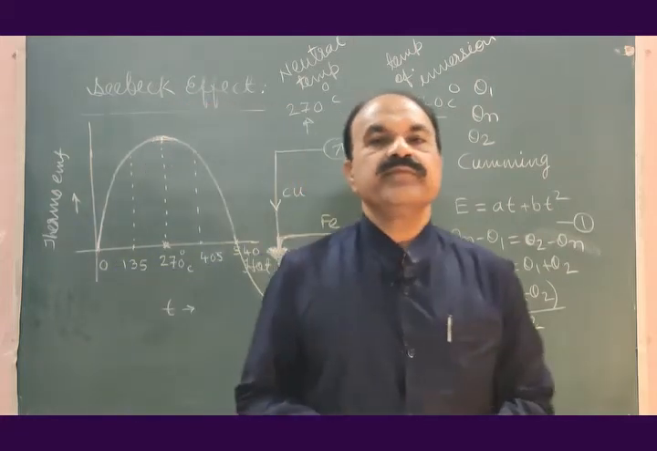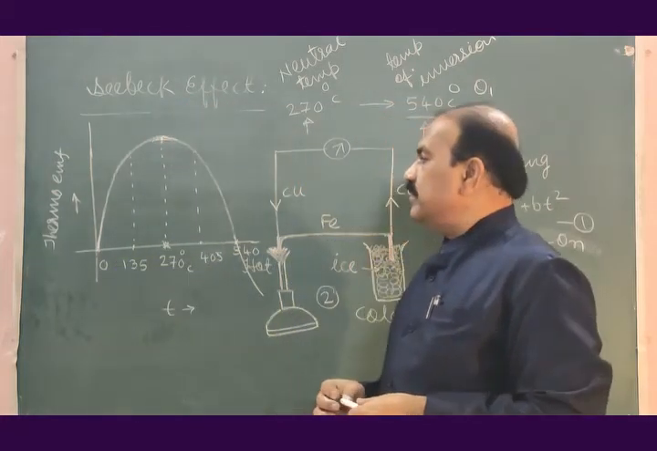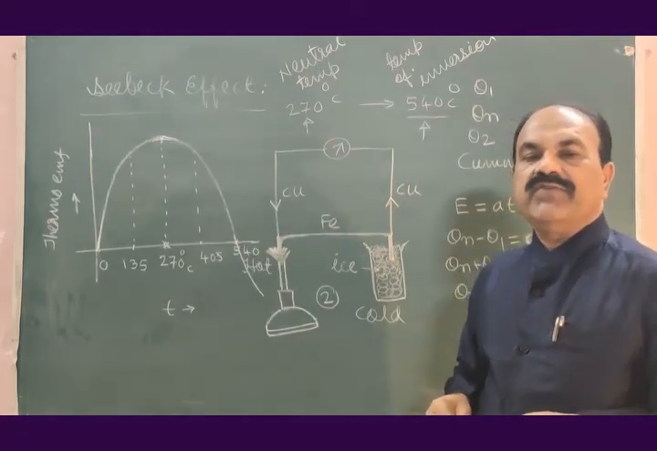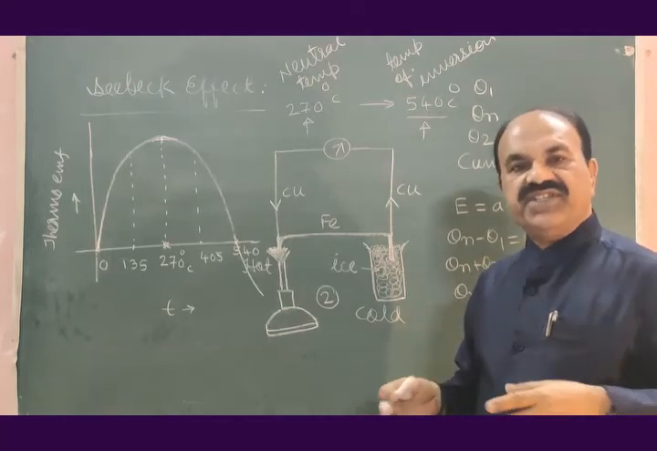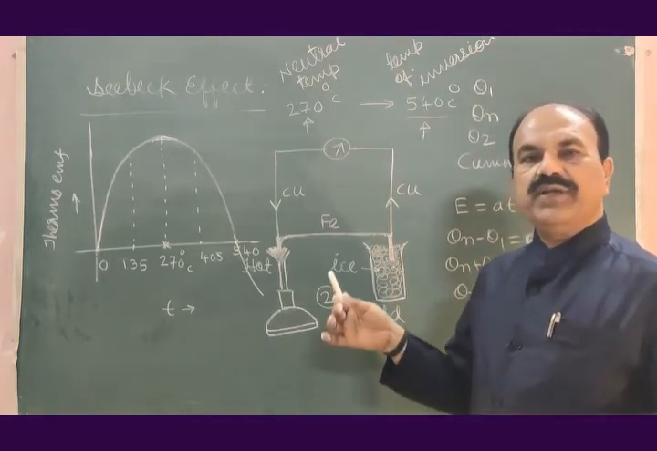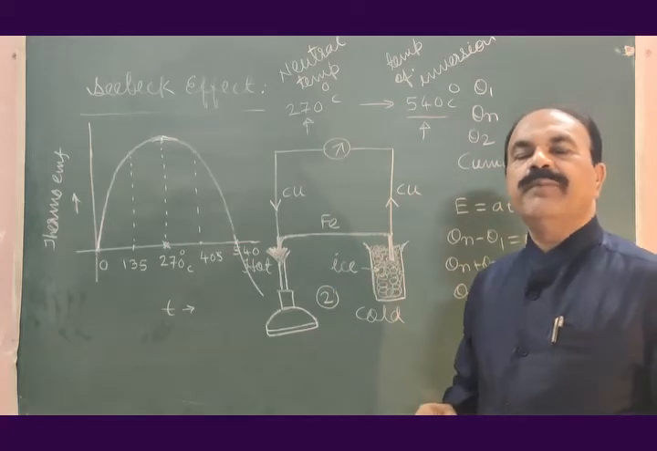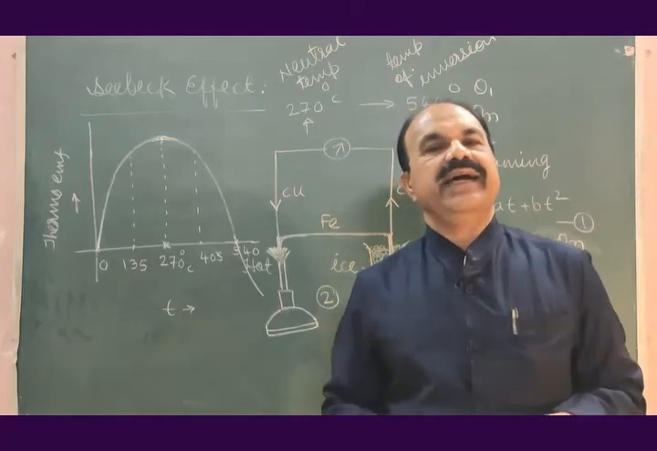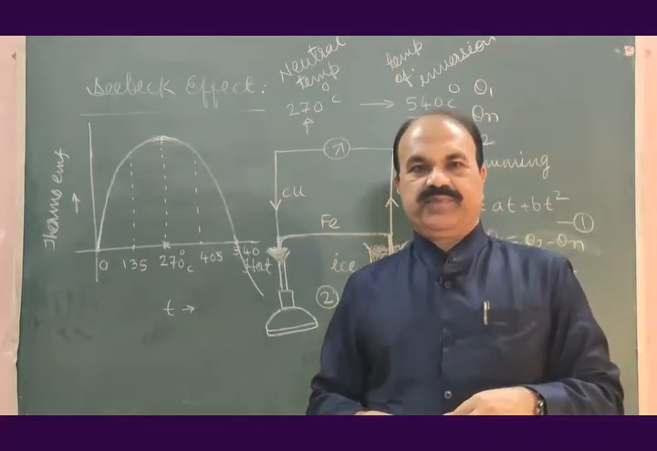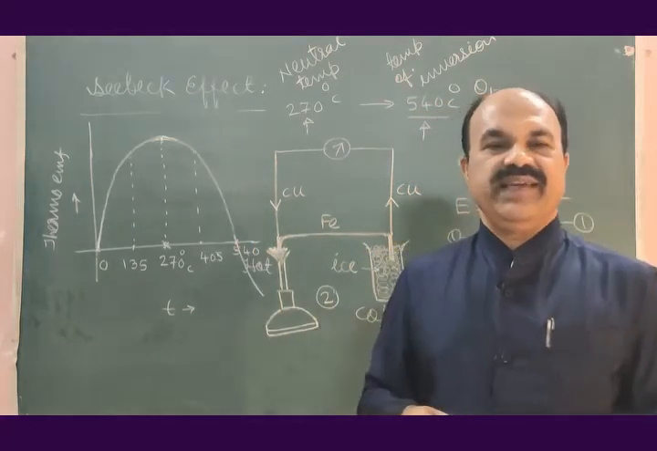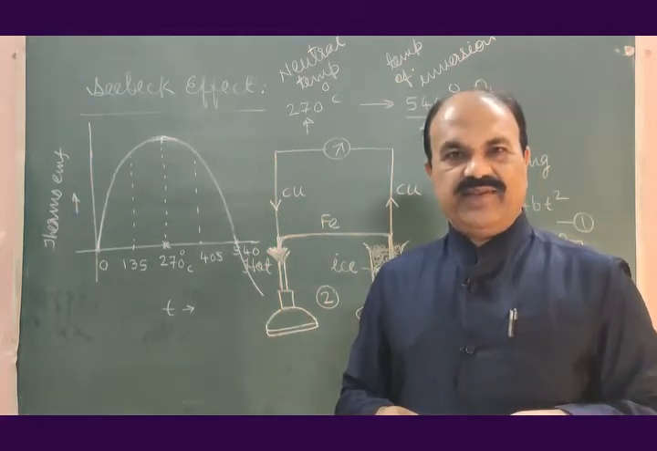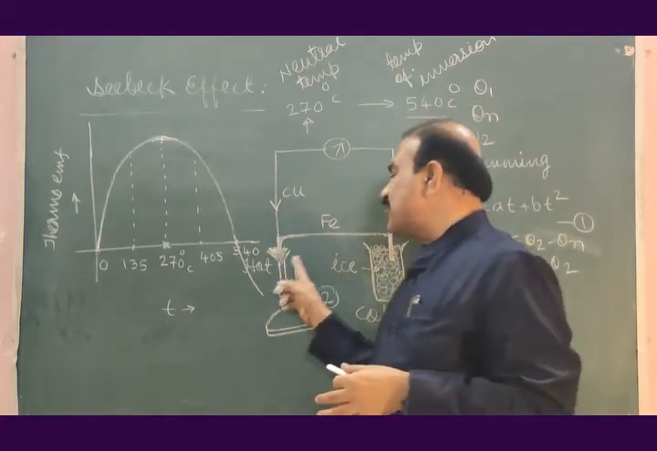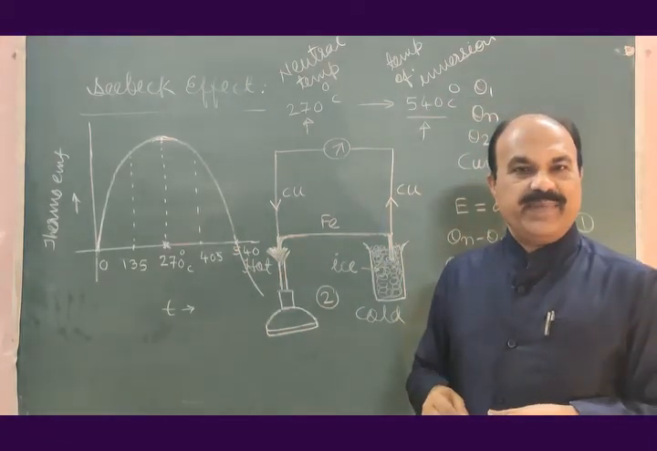Now, in figure 1 and in figure 2, we found that without any battery, without any cell, current is flowing through the galvanometer whenever the two junctions of the thermocouples are held at different temperatures. What is the reason behind this? Why is the current flowing through the galvanometer when the junctions are held at different temperatures?